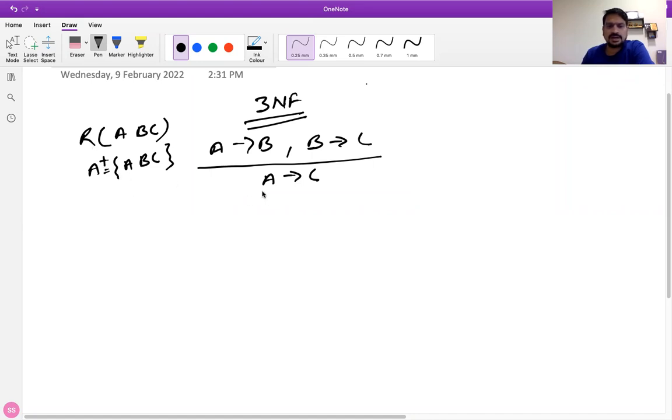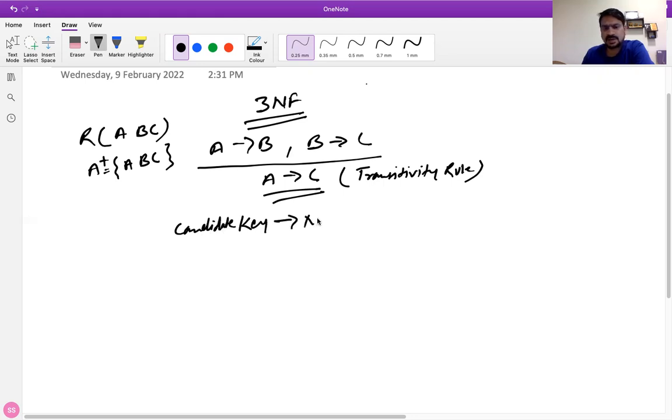So A is the key, and through the transitivity rule we find this: if A determines B and B determines C, we can say A determines C. But this A determines C is in the form of a key, or you can say a candidate key, determining some non-key. Then it will be an issue with third normal form.